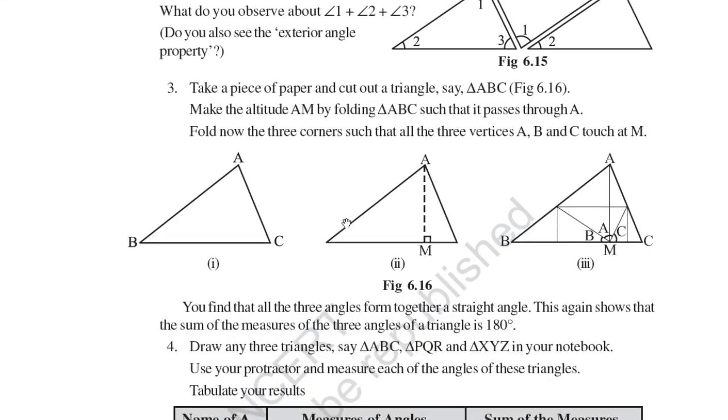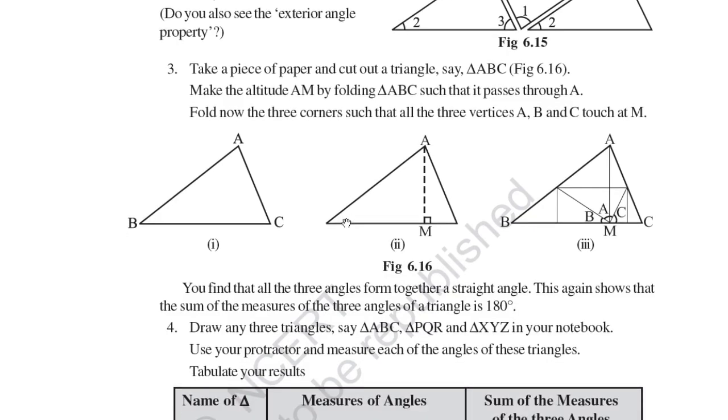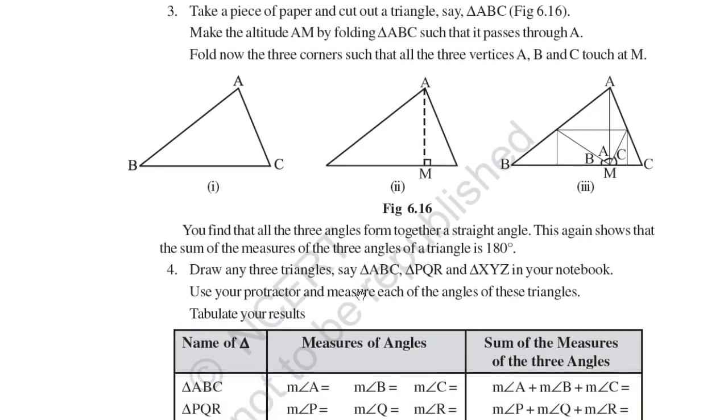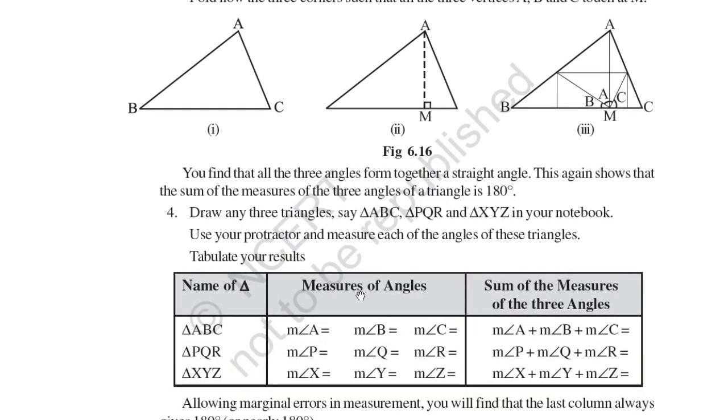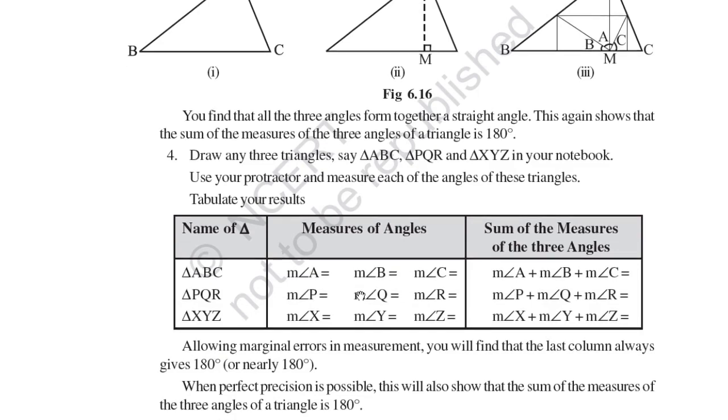Take a piece of paper and cut out a triangle, say triangle ABC, as in figure 6.16. Make the altitude AM. They have made the altitude AM from the crease by folding triangle ABC such that it passes through A. Now fold the three corners such that all three vertices A, B, C touch at M. You find that all three angles together form a straight angle. So this again shows that the sum of the measures of all three angles of a triangle is 180 degrees. You should remember that it's always 180 degrees.